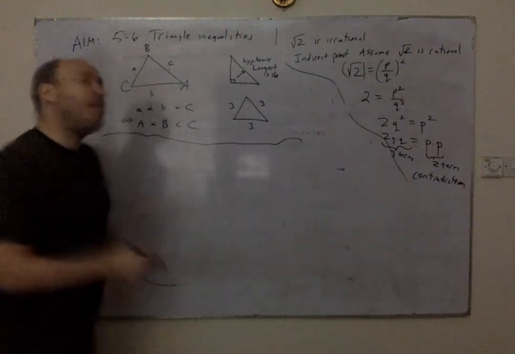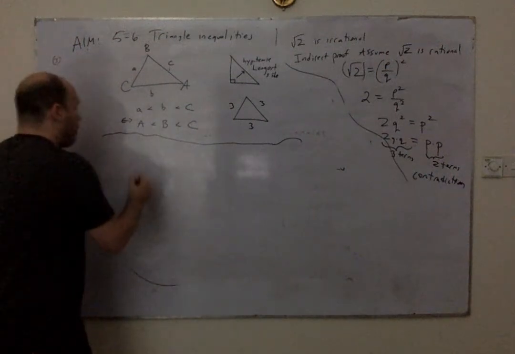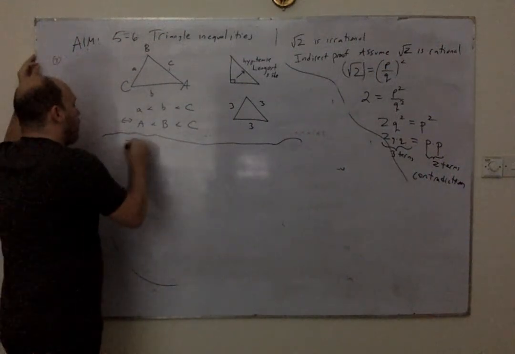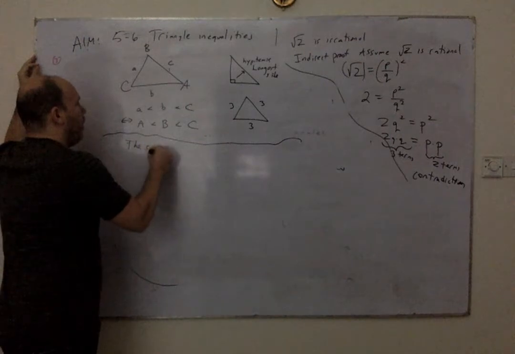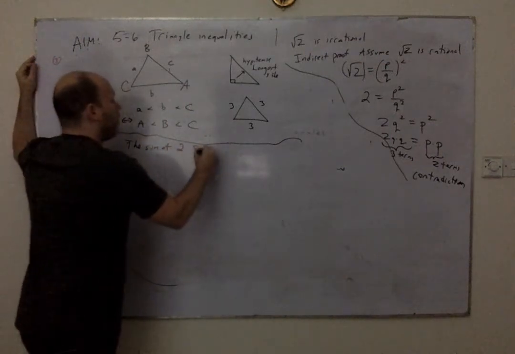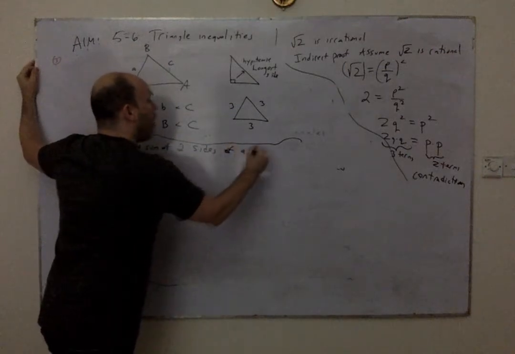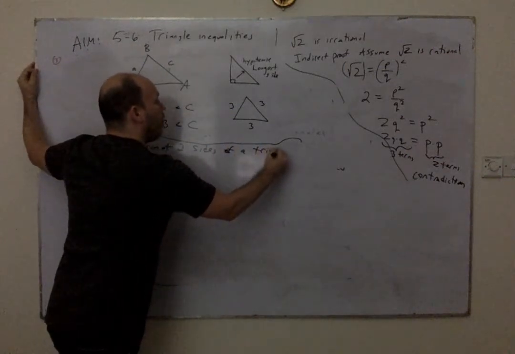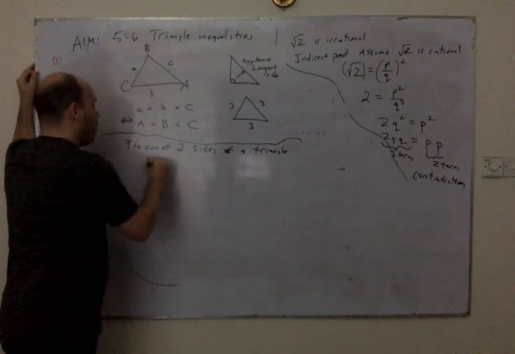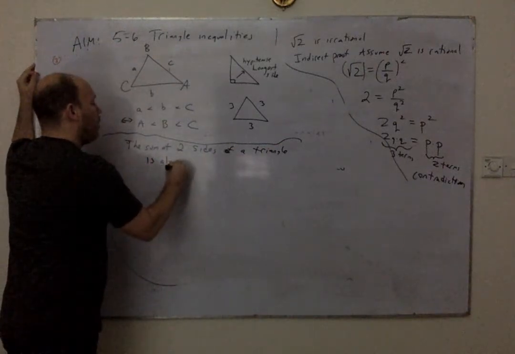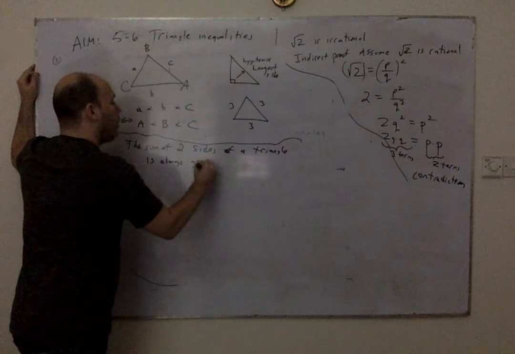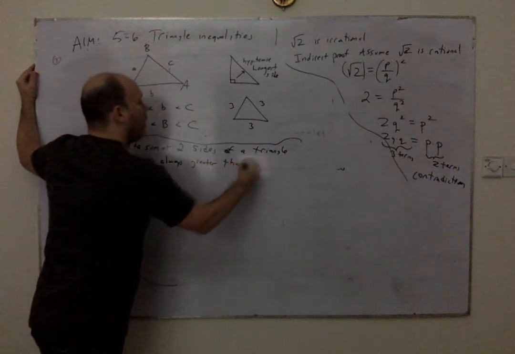Okay. And then the last part, this is great. This last part is great. It says that the sum of two sides of a triangle is always greater than the third.